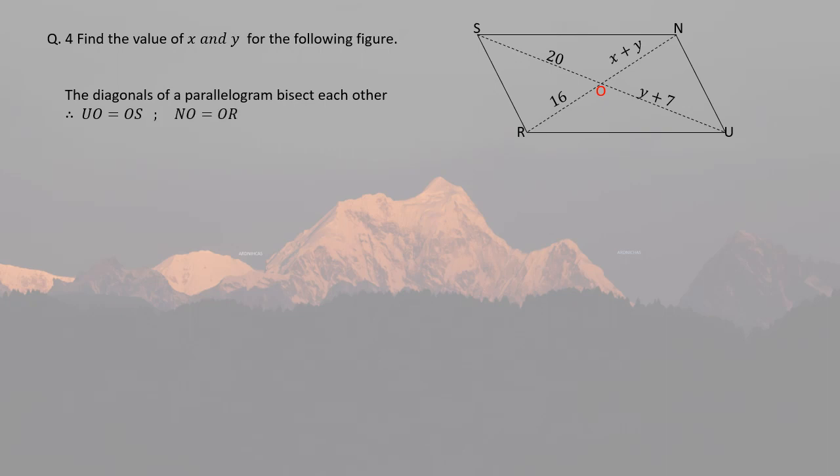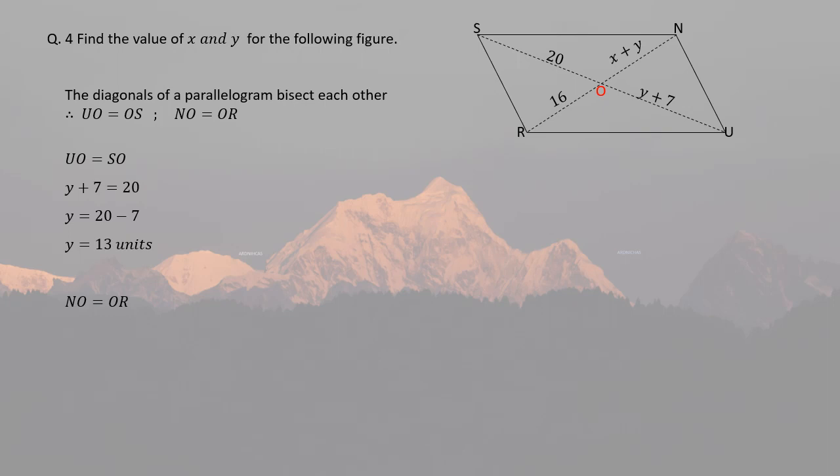So when we consider the diagonals, UO is equal to OS, and NO equals OR. So we'll be solving the first one. Here UO is equal to OS and NO equals OR. These are equal to one another because they bisect each other. So taking UO equals SO, we have UO as y plus 7 and SO as 20. We take 7 towards the right hand side and subtract from 20. So y equals 13 units.